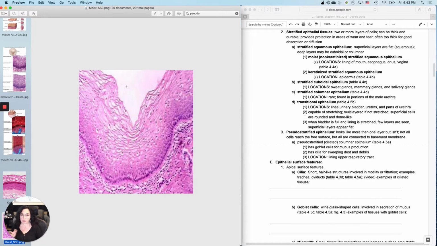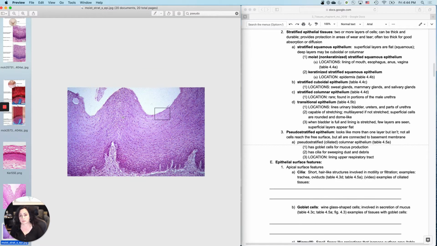What about this one? Not a great picture, but can you see nuclei all the way up to here? Usually the nuclei just look like dark dots. And you can, right? So this is a moist stratified squamous epithelium. What about this one? This is less magnification. Do you see nuclei all the way up to the top?